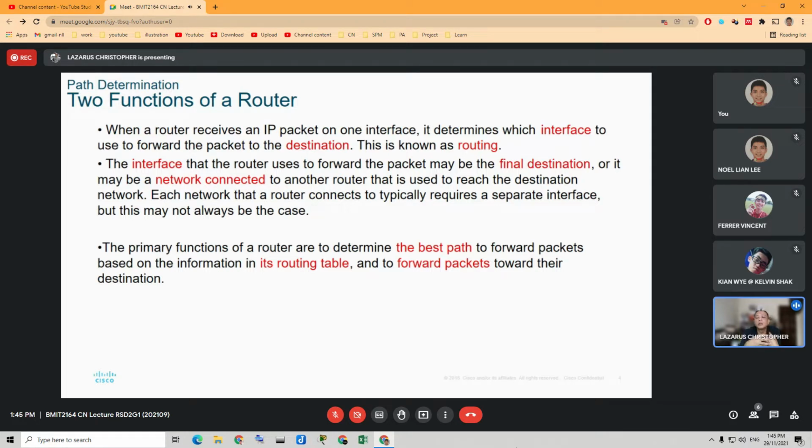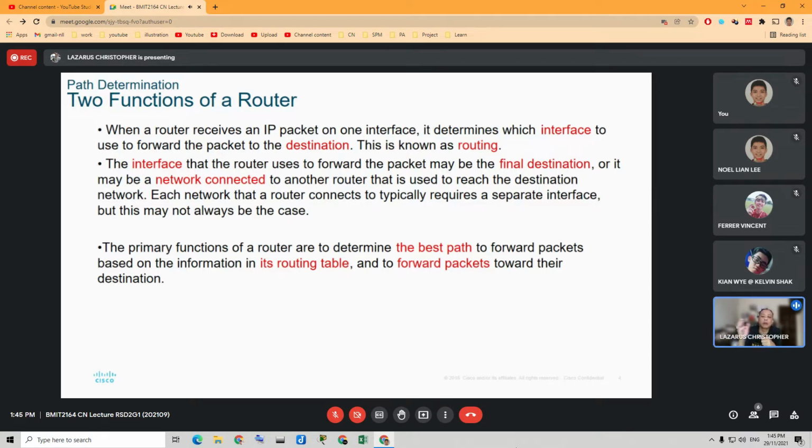Routing simply means getting a packet from one interface and deciding which other interface to forward the packet to. This is called routing. There are two scenarios. The interface that the router decides to forward the packets to can be the final destination, meaning the destination is a directly connected network, or it might not be the final destination, so it needs to be routed another hop.